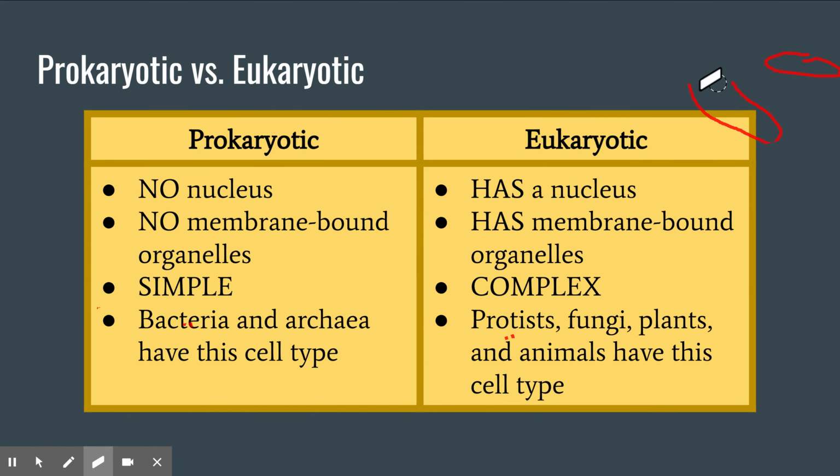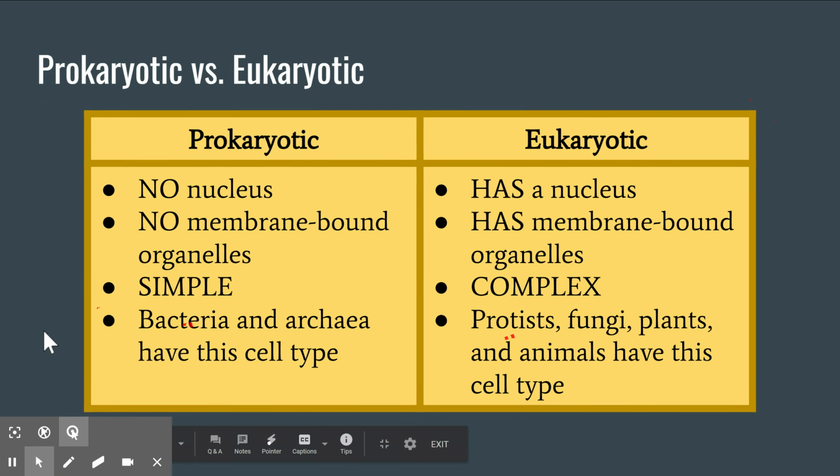Prokaryotic cells do not have a nucleus. They have no membrane-bound organelles. They are simple. They are not that complicated. They're just simple cells. And bacteria and archaea have this cell type.